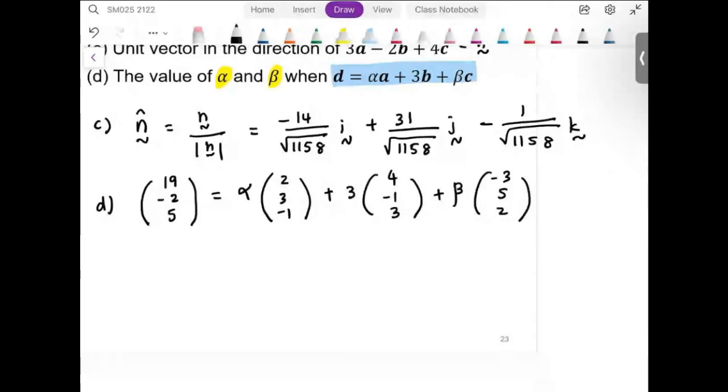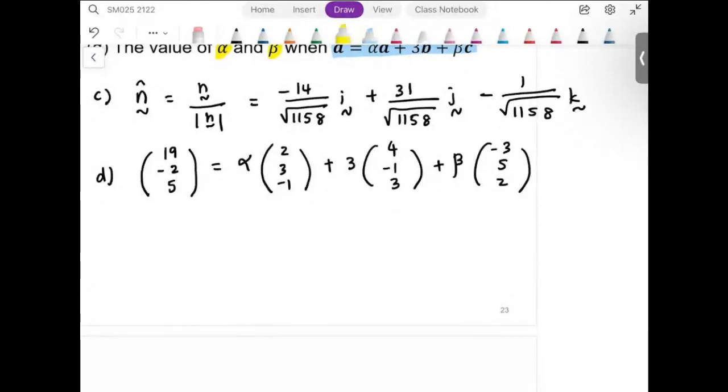Alright, next part. In order to find alpha and beta, you have three options here. Just choose any two and then perform simultaneous equations. Awak ada tiga pilihan sekarang. Elemen I, elemen J or elemen K. Pilih je lah mana-mana dua. Buat persamaan serentak, boleh dah dapat alpha and beta. Okay, saya pergi laju je.